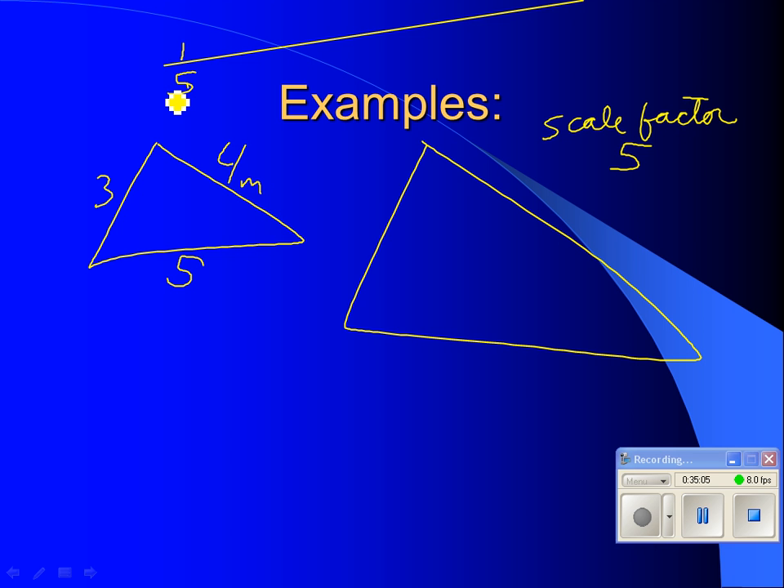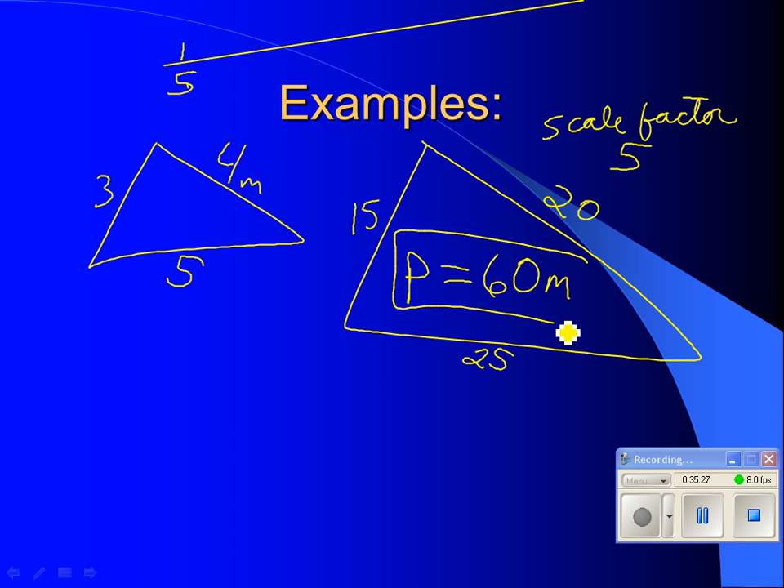What's the length of this side in this triangle then? 15. How about this side? 20. This side? Now, they wanted the perimeter of that triangle. What do you gotta do to find the perimeter? Add them all up. What's 15 and 25? 40. 60 total, so 60 meters.